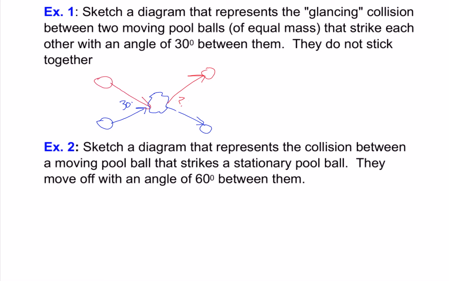Okay, let's draw one more. It says a ball is going to strike a stationary one, and then they move off with an angle of 60 degrees between them. So suppose we have one ball coming in and hitting one that's stationary. After the collision, the red one goes off in one direction and the blue one goes off in a different direction, with 60 degrees between them after the collision. You get the idea. That's how we want to draw our diagrams. We don't necessarily have to draw the balls and the collisions, but we really want to be careful with drawing our vectors properly.